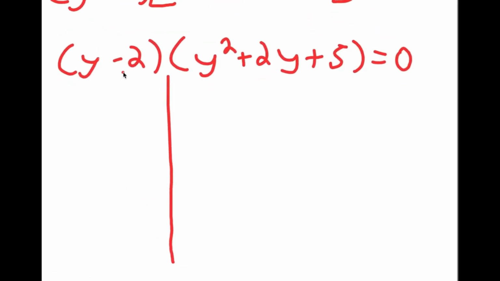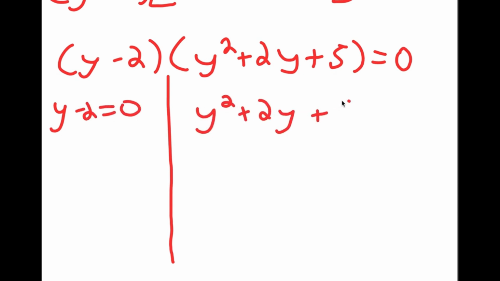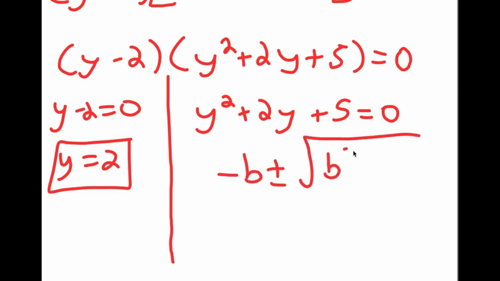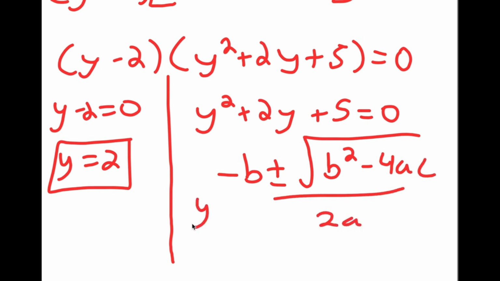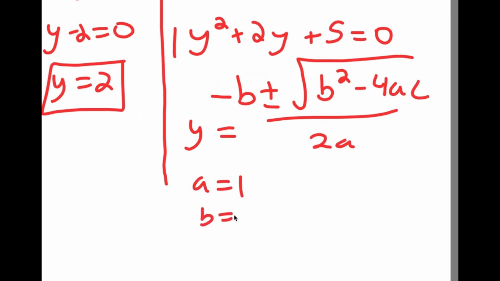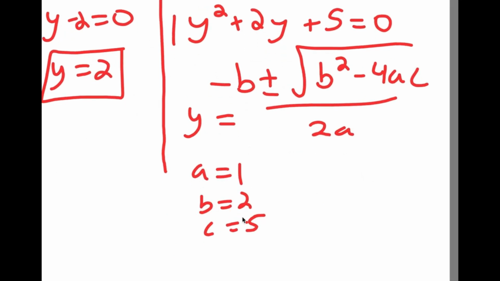And now I get two equations. I get y minus 2 is equal to 0 and y squared plus 2y plus 5 is equal to 0. So for y minus 2 equals 0, y is obviously equal to 2. And for y squared plus 2y plus 5 equals 0, we're going to use the quadratic formula, which is negative b plus or minus the square root of b squared minus 4ac all over 2a. So in this case, a is 1, b is 2, and c is 5.